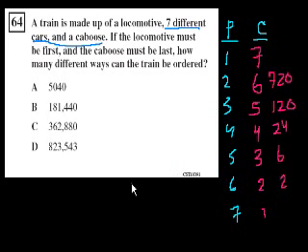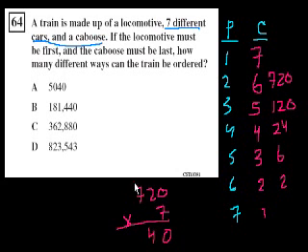720 times 7, I'm just going to have to do a little bit of multiplication here on the side. 720 times 7. 7 times 0 is 0. 7 times 2 is 14. 7 times 7 is 49, plus 1 is 50. So there's 5,040 different ways that the train can be ordered.